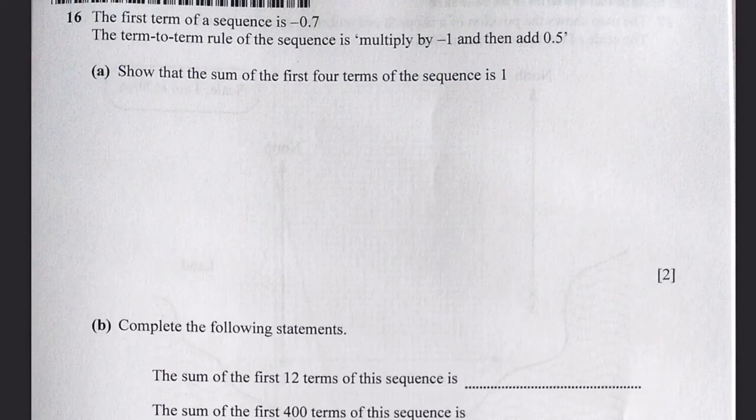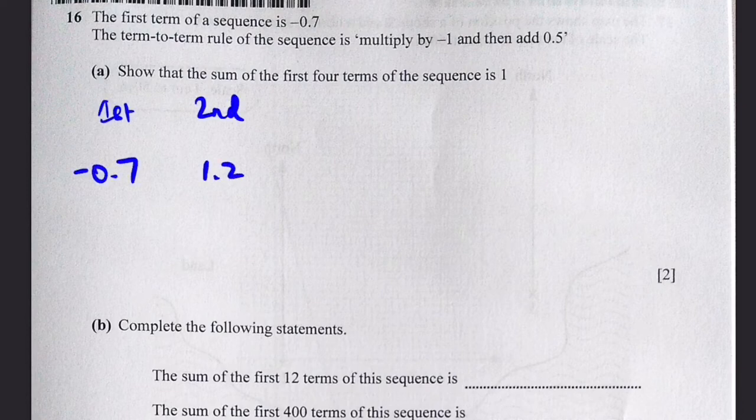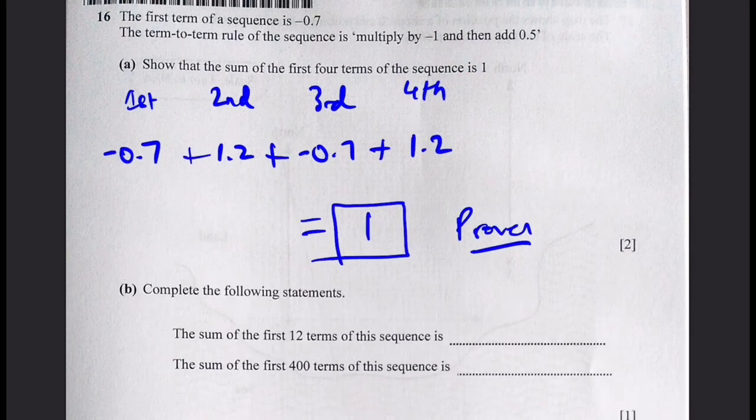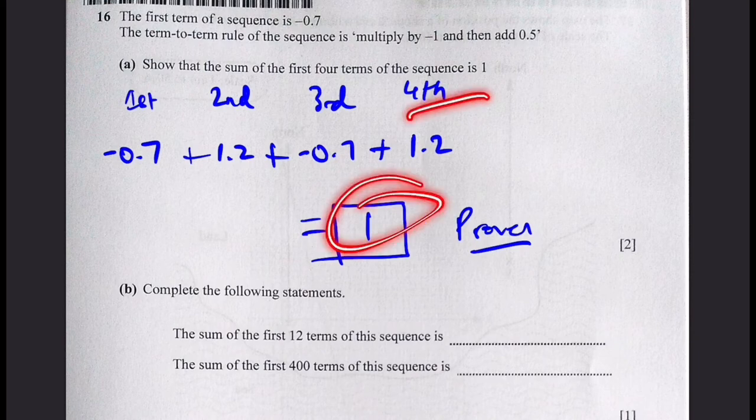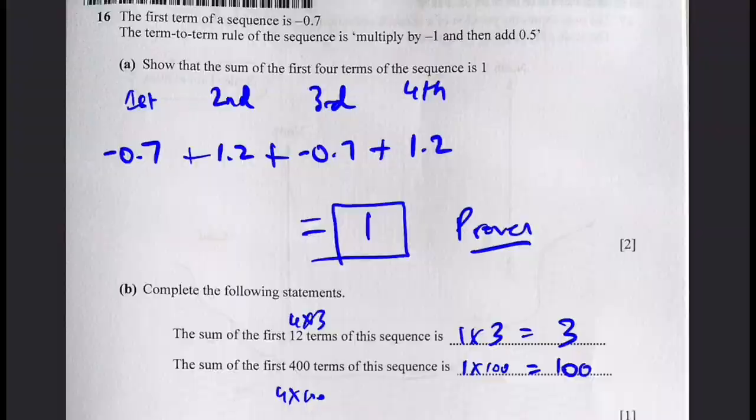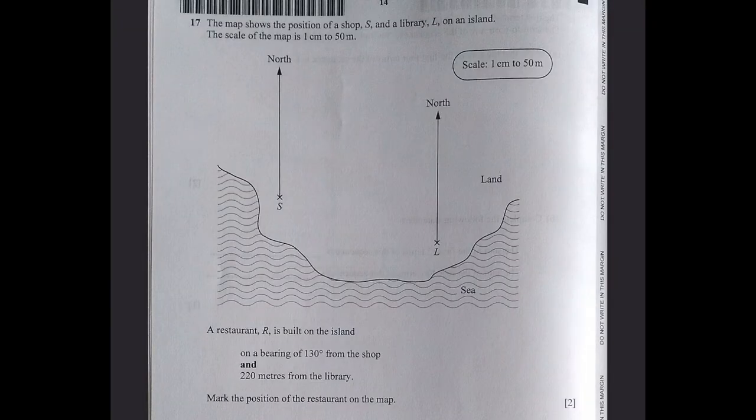The first term of a sequence is negative 0.7. And the term to term rule is to multiply by -1, then add half. So the first one is negative 0.7, the second one is 1.2. Multiplying by -1, then adding 0.5, it's 1.2. Their sum is 1. So the sum of every 4 consecutive numbers equals 1. If we need to find the sum of the first 12 numbers, 12 contains 3 groups of 4 numbers, and the sum of every 4 numbers equals 1. So 3 times 1 equals 3. For 400, 100 times 3 equals 300.